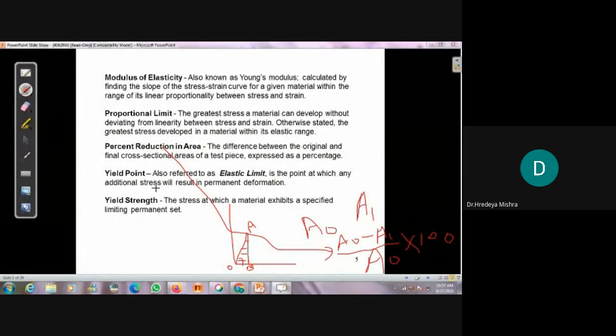Yield point is where the elastic limit is finished, and yield strength is whatever strength we get at the yield point.